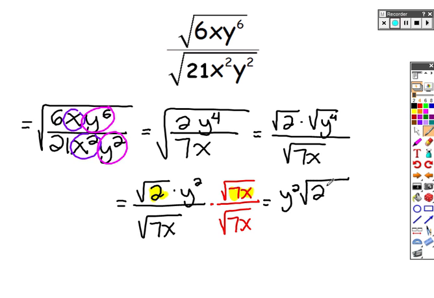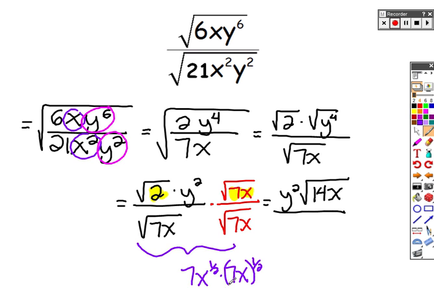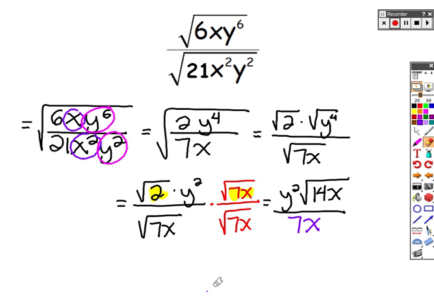So 2 times 7 times x, which is 14x. And then in the denominator, I'm taking the square root of 7x times the square root of 7x. This is really like 7x to the 1/2 times 7x to the 1/2. A half plus a half is 1, so your denominator is just 7x. That is your most simplified answer with your denominator rationalized.